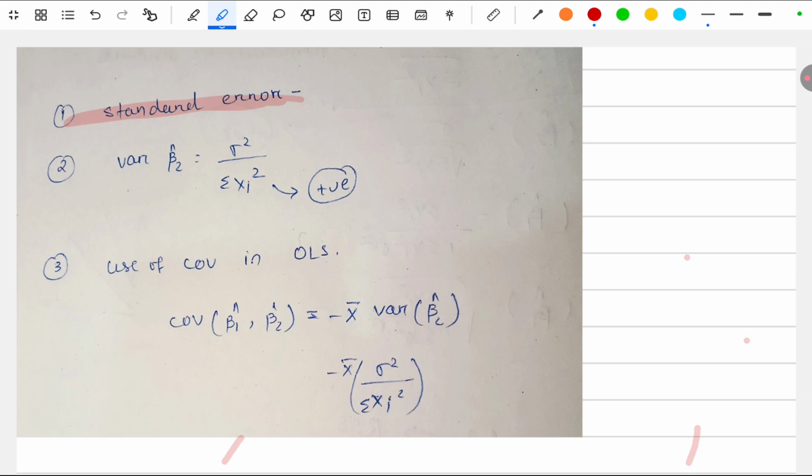So there is something needed to check the reliability or precision of the estimators beta 1 hat and beta 2 hat. In statistics, the precision of an estimate is measured by the standard error, that is SE. In short form, we call that SE.